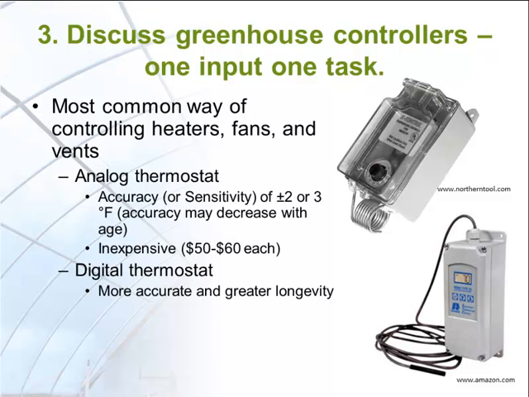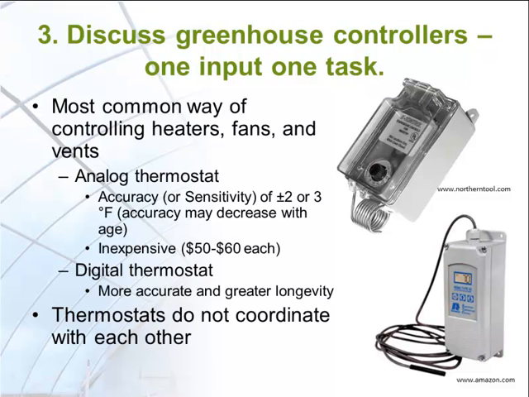This type of controller is low cost and easy to use, but does not coordinate among each other. For example, single task thermostats do not prevent ventilation and heating from running simultaneously. The simultaneous operation can happen when heating and cooling set points of two independent thermostats are set closely.